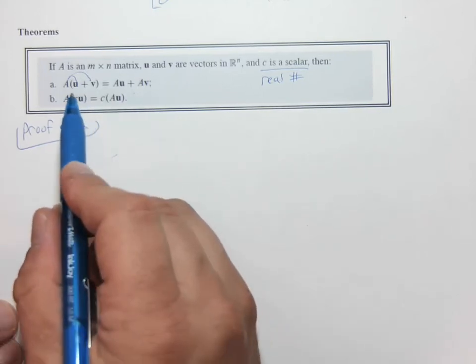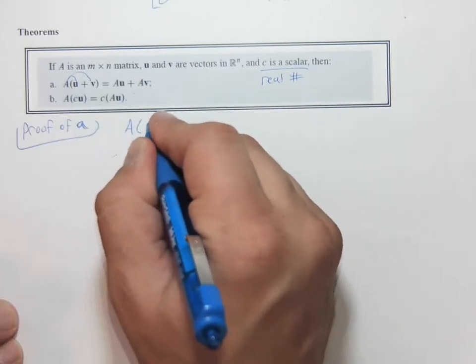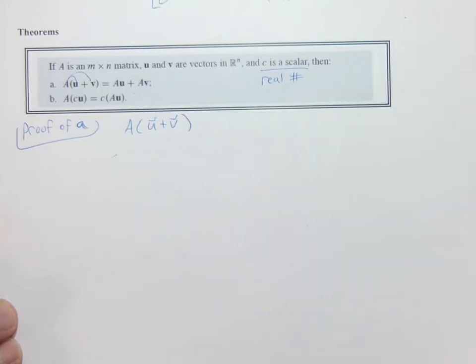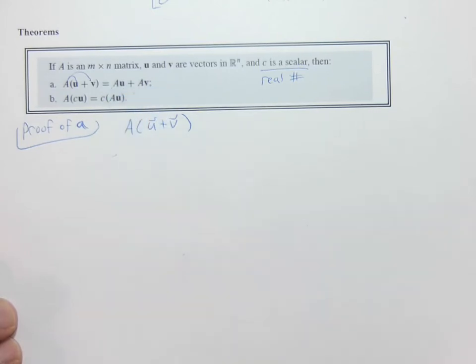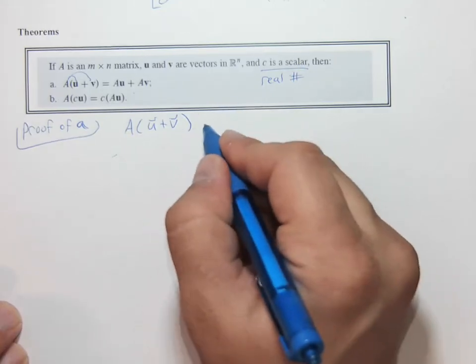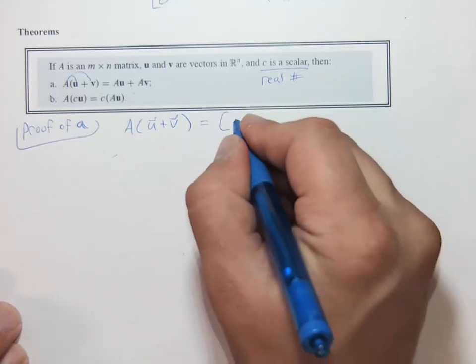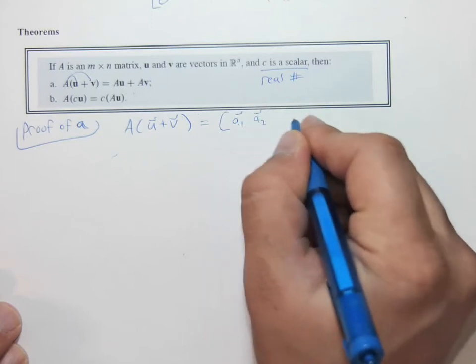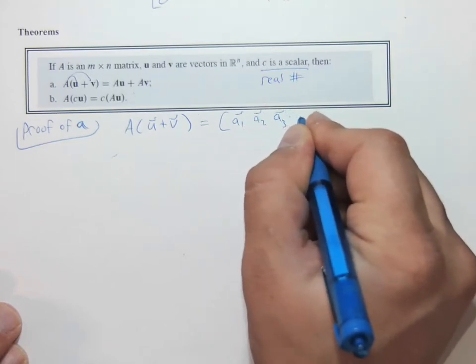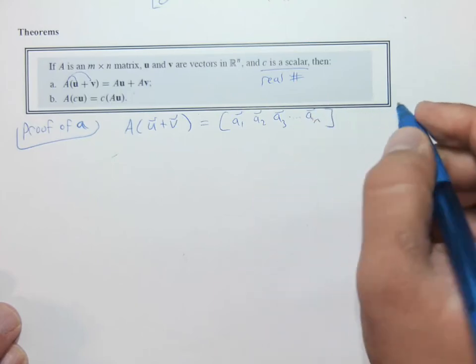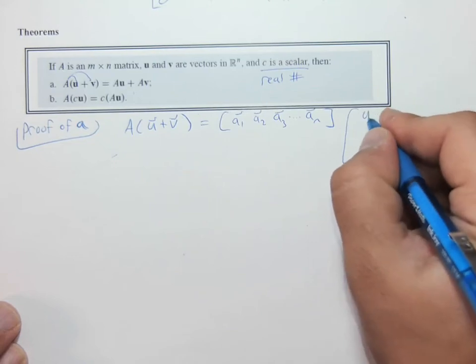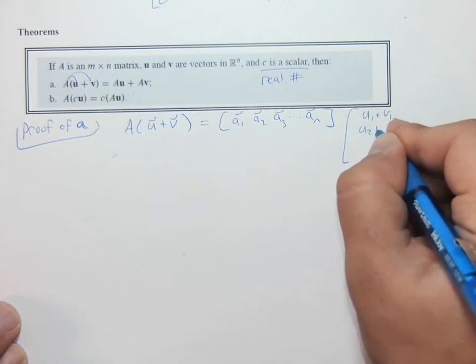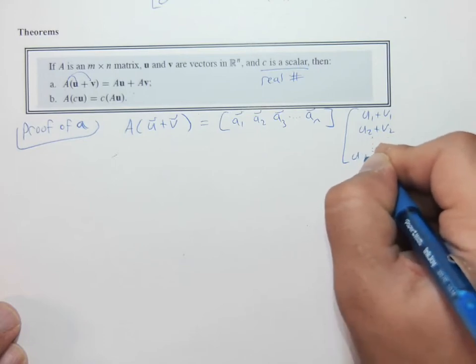So what I'm going to do is start with the left-hand side of this equation, write out what this looks like, rearrange things, and then eventually make it look like the right-hand side of the equation. And then in doing that, we'll have proved it. So let me write A as a bunch of column vectors, just like we had all throughout this. And then u plus v is going to be some scalars added together, added inside a vector.